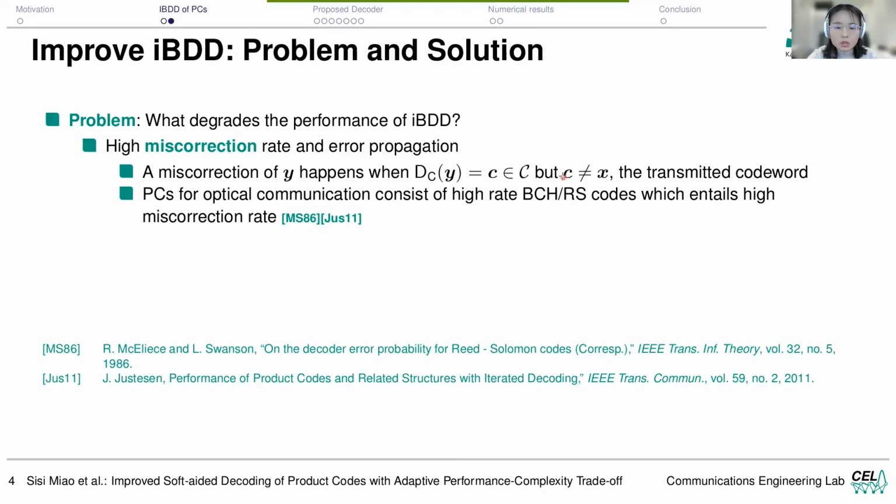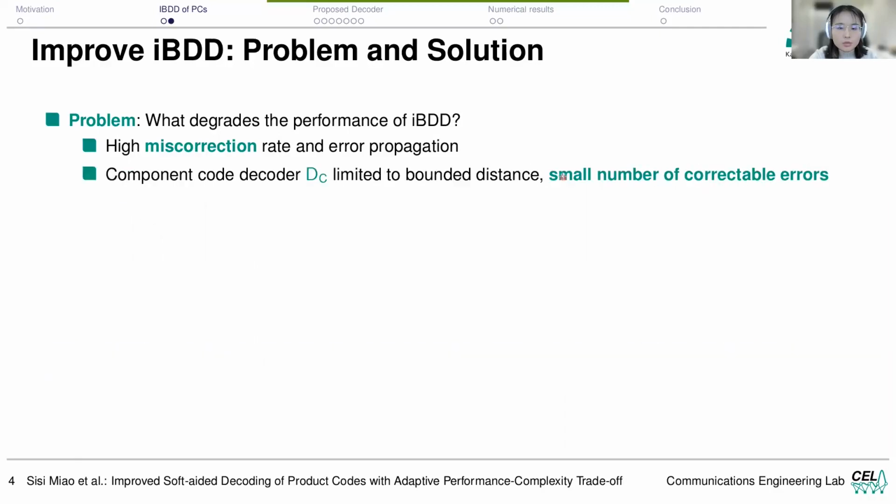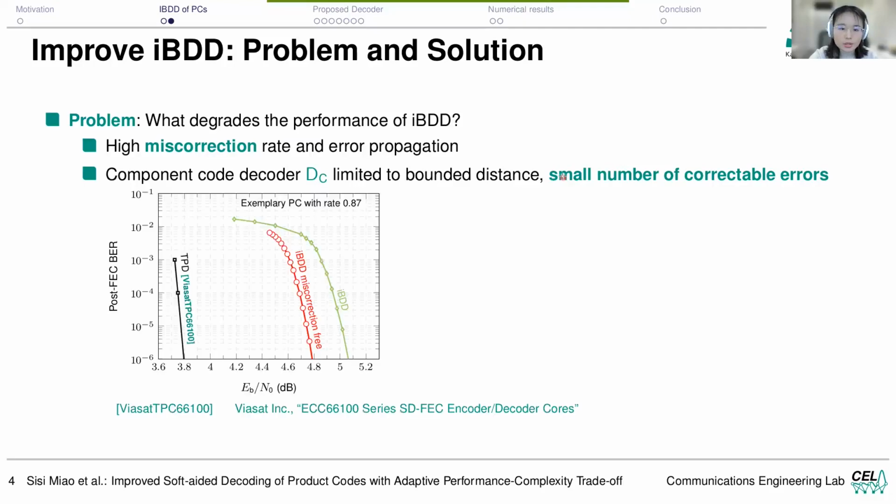This is generally not very common, but it especially happens very often for the BCH and RS codes we use in optical communication systems, because here we use high rate codes with small minimum distance, and some research shows that they are most prone to miscorrections. So this is the first factor. And the second one is that if we use DC as BDD, it can only correct a very small number of errors.